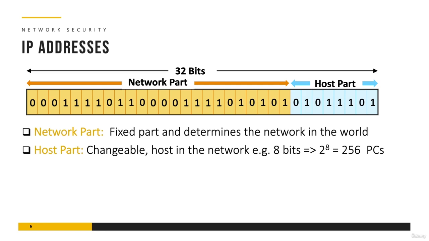So for instance, in our example, we have, let's say, 24 bits for the network part and 8 bits for the host part. This basically means that you can have 2 raised to the power 8, which is 256 different IP addresses.